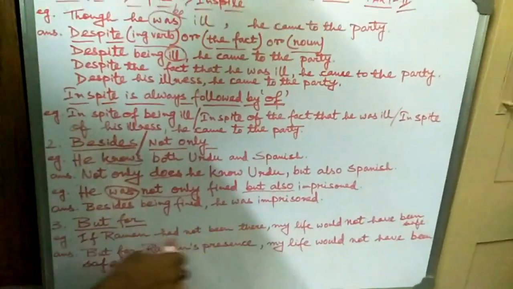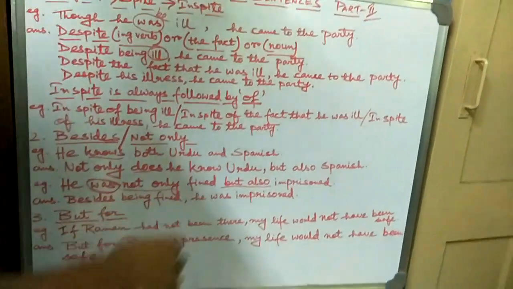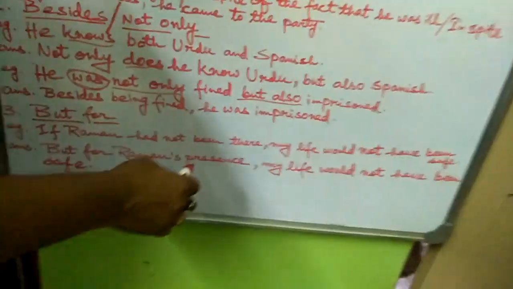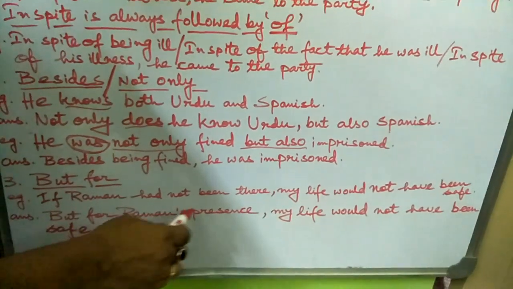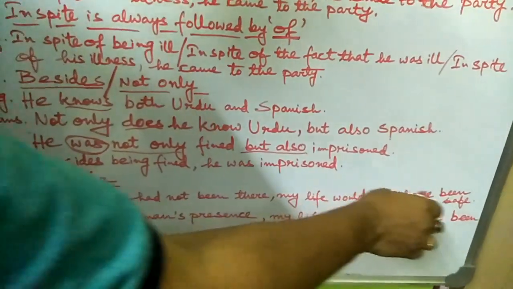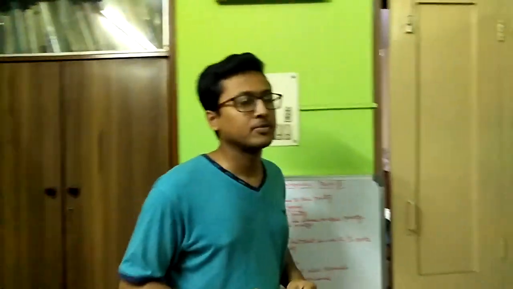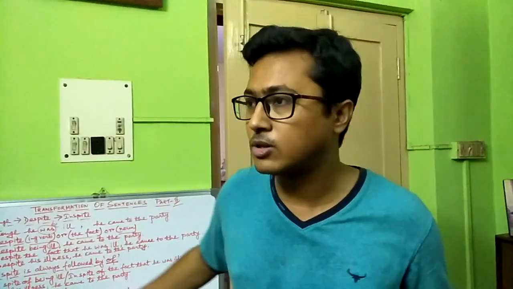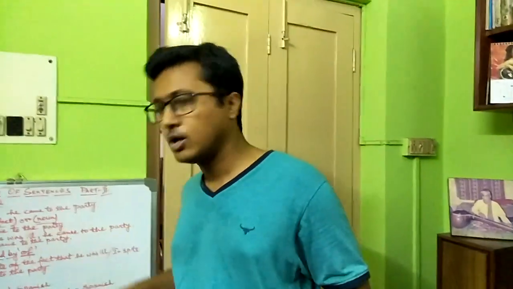Now, had not been there, we have to use the opposite expression. What will be the opposite expression of had not been there? Presence. If Raman had not been there means but for Raman's presence. Give a comma and finish the sentence. This is how we use but for, and that very much sums up for the day. I hope you have understood all the rules and regulations of transformation of sentences part 2.